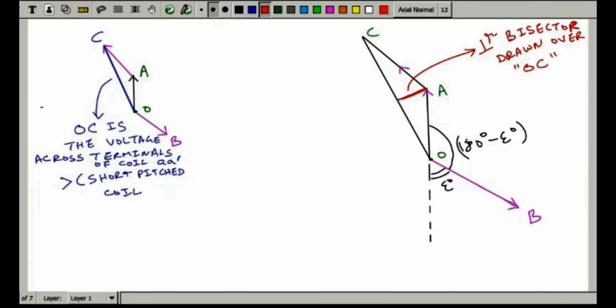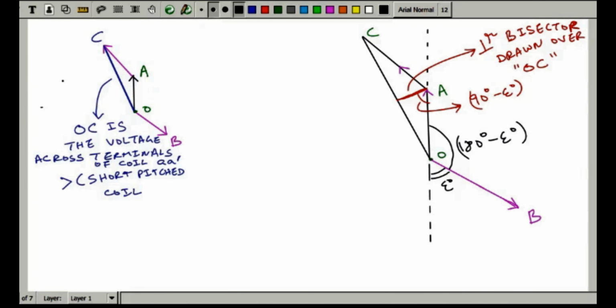So this angle, if it is 180 minus epsilon, obviously this angle is also 180 minus epsilon. So this angle will be 90 degrees minus epsilon, half of that. You can apply the school geometry which you have studied in your school for figuring it out. I am just giving you some helping diagram.